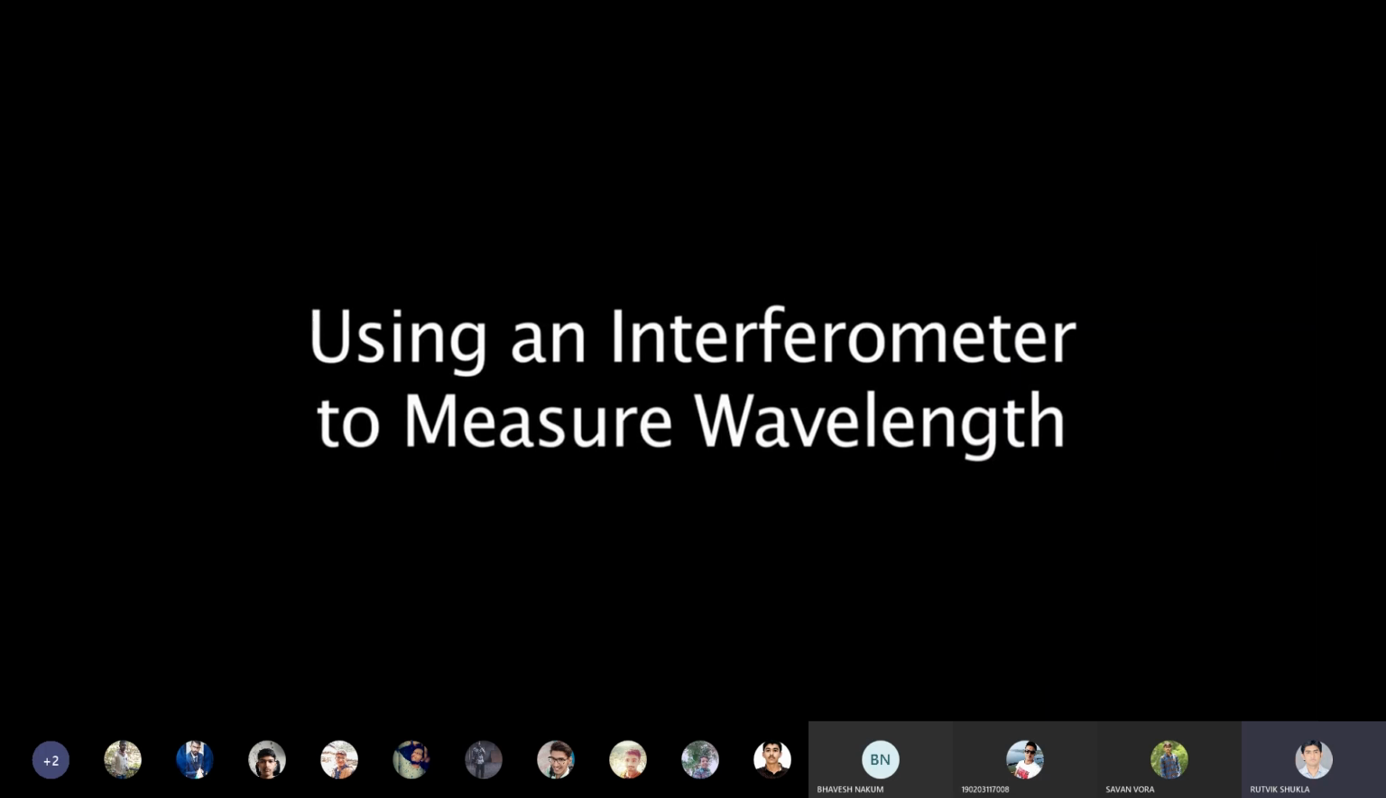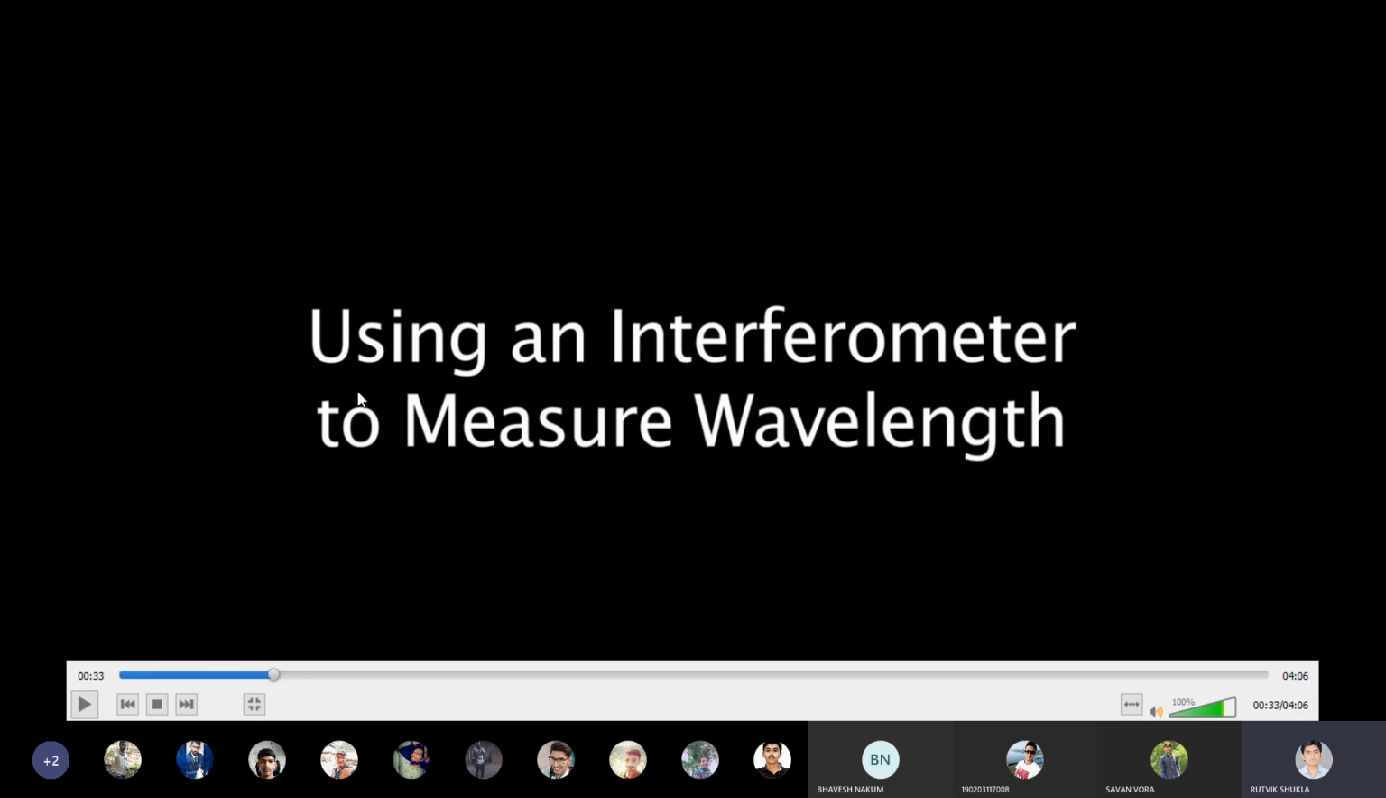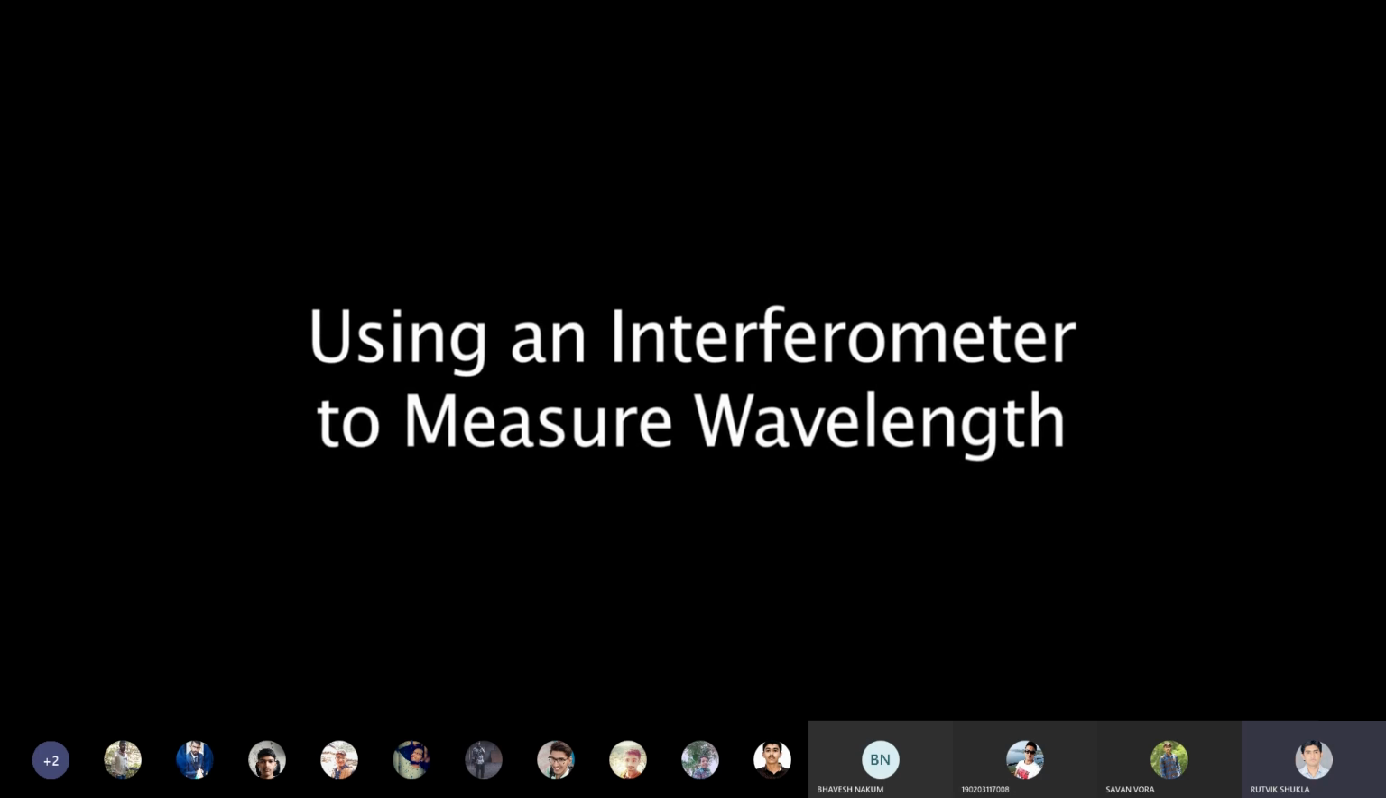Now this setup is a little bit different because if you don't know the wavelength of your source, then by measuring the number of fringes and by knowing the displacement, you can find the wavelength. If you don't know the wavelength of your source, then by measuring the fringes and displacement you can get the wavelength. But in this case, we know the wavelength.